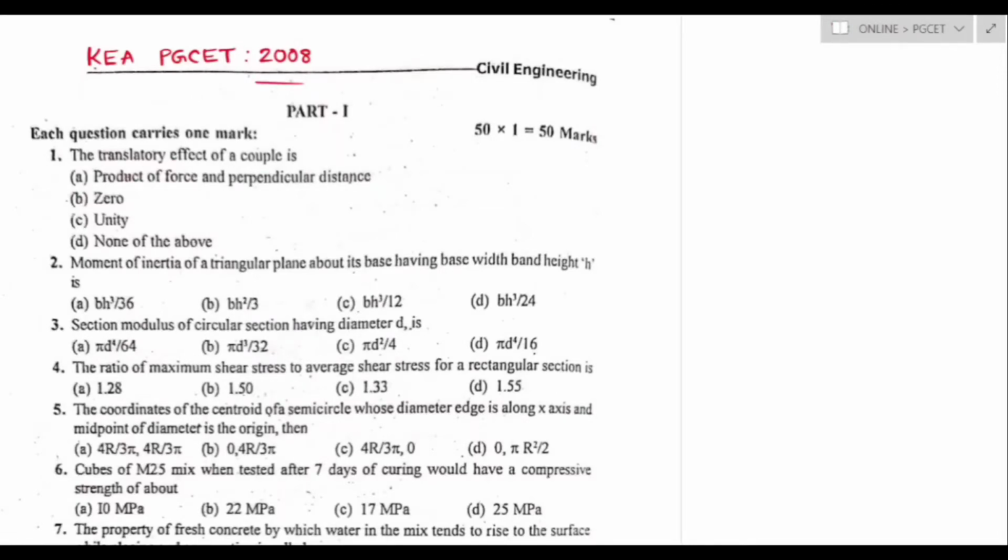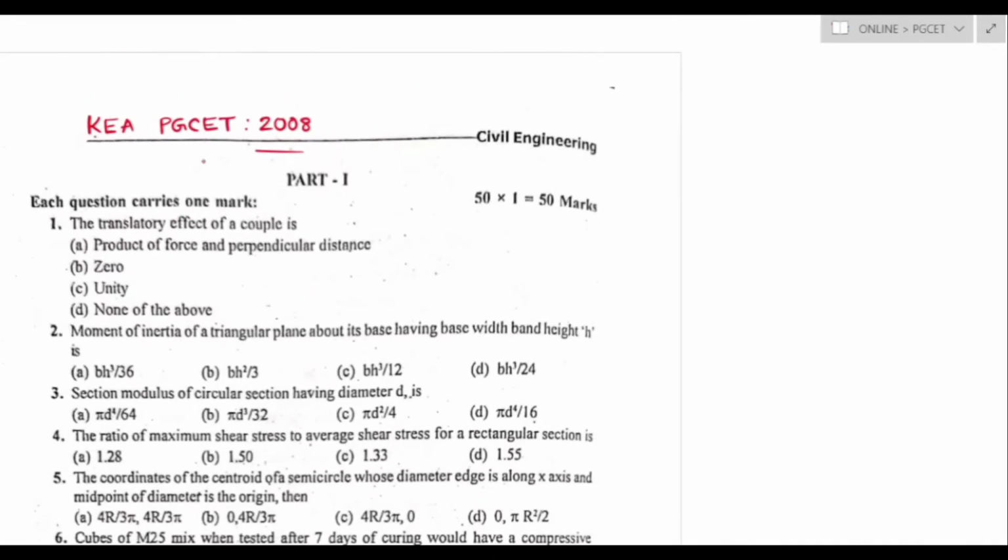Question number 1. The translatory effect of a couple is. Translatory effect means two parallel forces equal in magnitude and opposite in direction. The couple acting on a rigid body cannot produce translatory motion. It can cause only rotatory motion as the resultant force is 0. So option B will be the right answer.